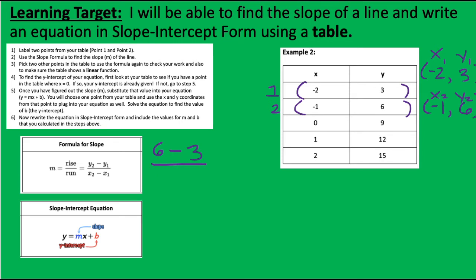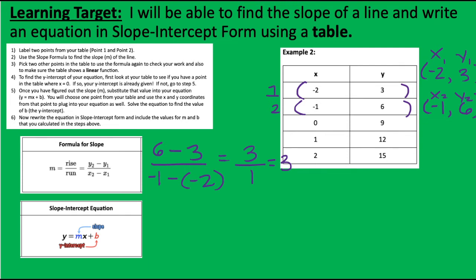The denominator is going to be x sub 2 minus x sub 1. So the x coordinate of point 2 would be -1 minus the x coordinate of point 1, which is -2. 6 minus 3 is 3. And -1 minus -2 is -1 plus 2. And -1 plus 2 is +1. So according to that formula and those 2 points that I chose, I got a slope of 3, or m equals 3.